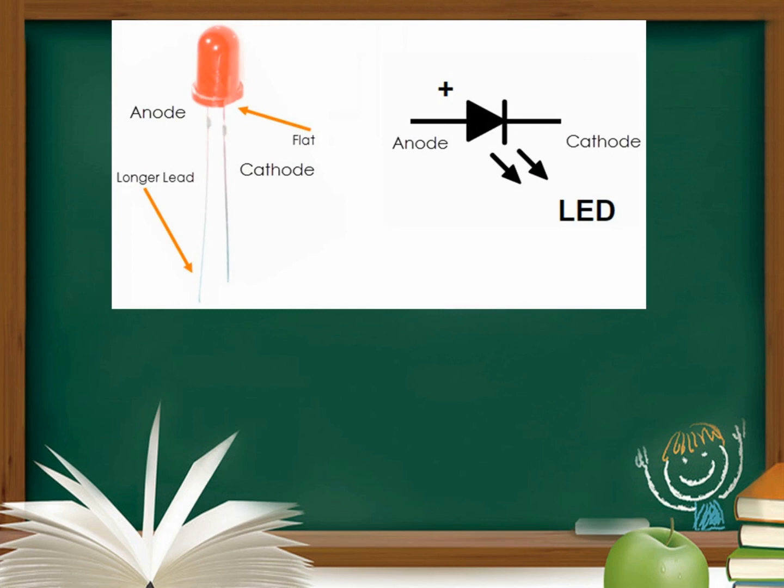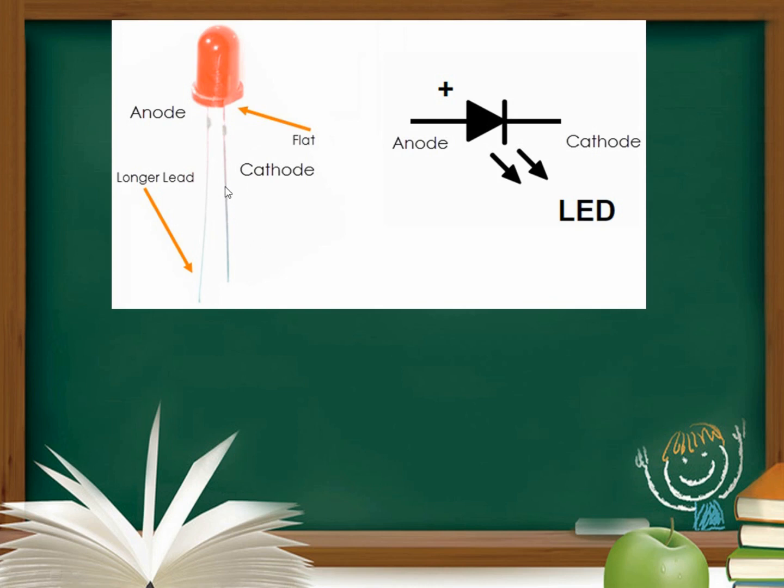Now, here is a picture of an LED, which also has what we call the anode and the cathode. So how do we identify the anode? The anode always has a longer terminal. As you can see here, it is very long, while the cathode is short.